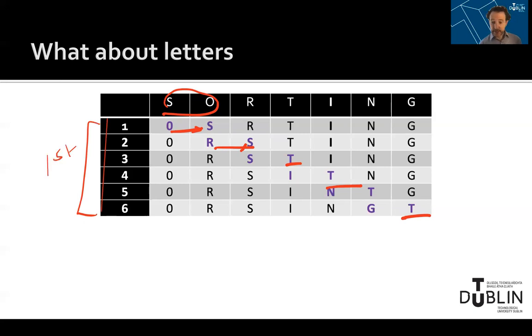Now, that took 6 operations, because 1, 2, 3, 4, 5, 6, 7, it's a 7-letter word. How many operations will the next one take? 5, 4, 3, 2, 1. Actually, when sorting letters, I like to just map them immediately to numbers, and it makes my life a lot easier. But you can happily do them in letters as well.